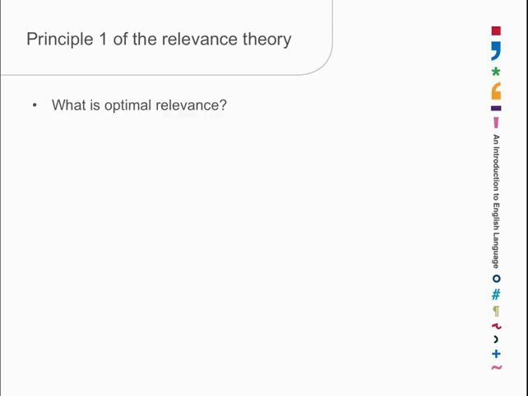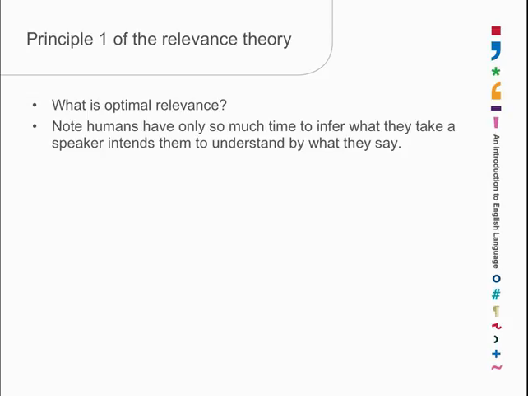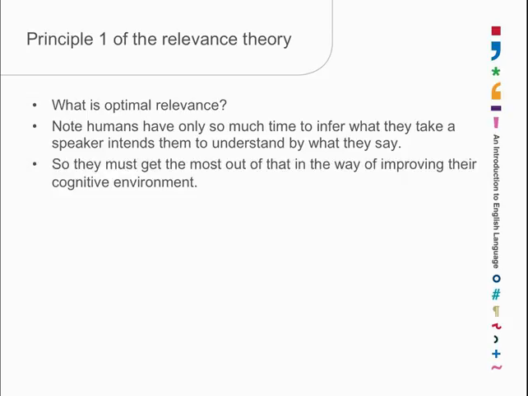Well, what's optimal relevance when it's at home? Generally speaking, we live in the real world, and in the real world we have limited time. So when we're listening to someone else, speech is coming out of other people's mouths at 4 or 5 syllables a second, and if we're hunting for optimal relevance, we have a limited time to do it. So we want to get the most out of what other people are saying. In other words, we want to extract, to infer the maximum amount of useful information to improve our cognitive environment, but in the least time.